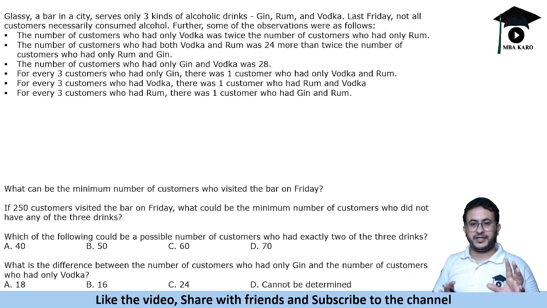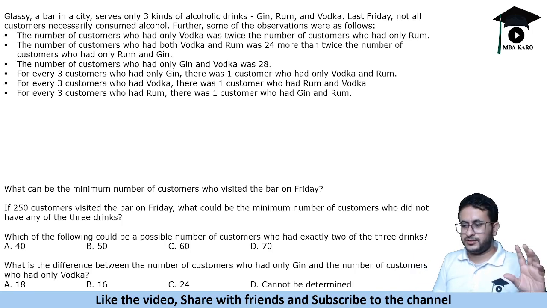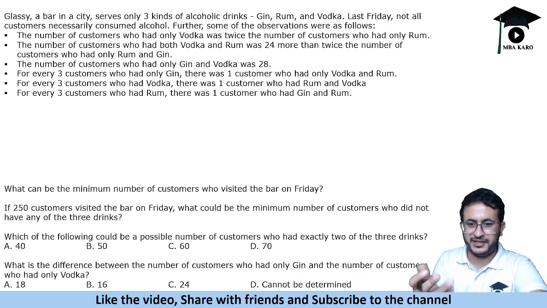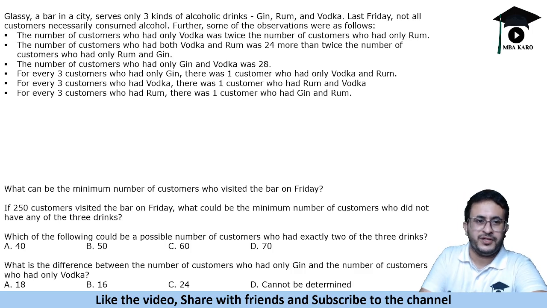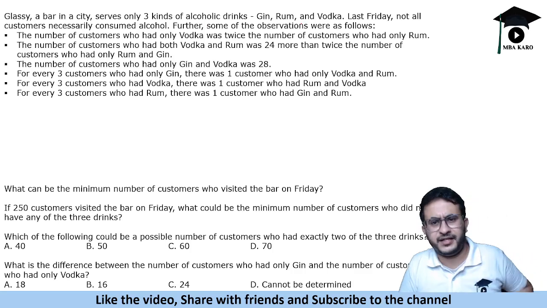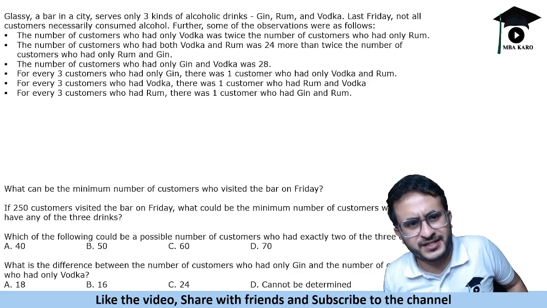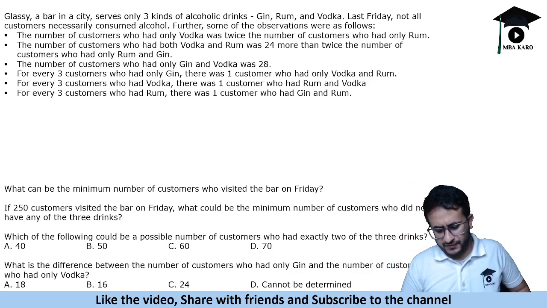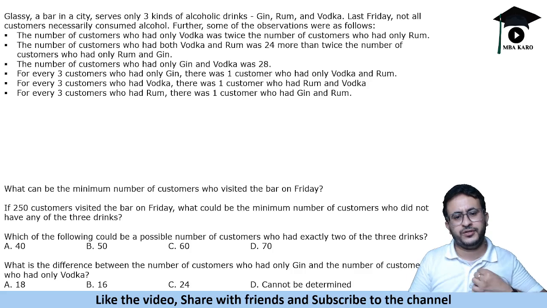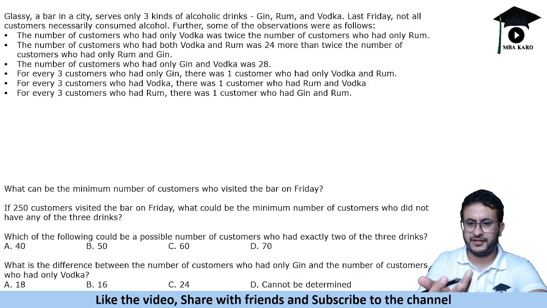So, disclaimer that consuming alcohol is injurious to health. So not promoting alcohol, but an interesting question for you to solve. It says that there is a bar in a city whose name is Glassy. It serves only 3 kinds of alcoholic drinks: gin, rum and vodka. And last Friday, not all customers necessarily consumed alcohol. So whoever visited the bar did not necessarily consume alcohol. So there will be some visitors, and some of them might have consumed it.